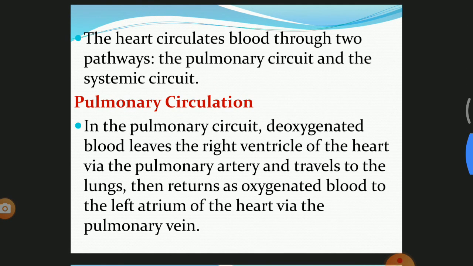The heart circulates blood through two pathways, the pulmonary circuit and the systemic circuit. In the pulmonary circulation, deoxygenated blood leaves the right ventricle of the heart via the pulmonary artery and travels to the lungs, then returns as oxygenated blood to the left auricle of the heart via the pulmonary veins. That circulation between the heart and lungs is called pulmonary circulation.